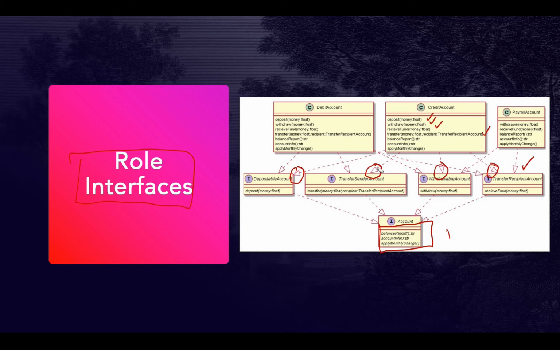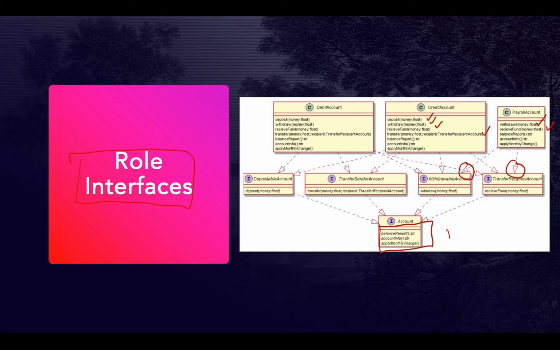Finally, payroll account does not support deposit. It also doesn't support transferring as a sender, but it does support withdrawing and being a transfer recipient account. Therefore, you only see two arrows that come from payroll account. So you can withdraw, you can receive. So the role interfaces that it realizes are withdrawable account and transfer recipient account.